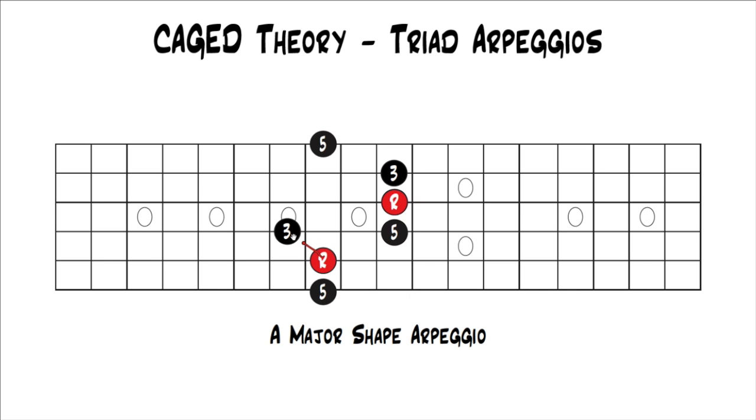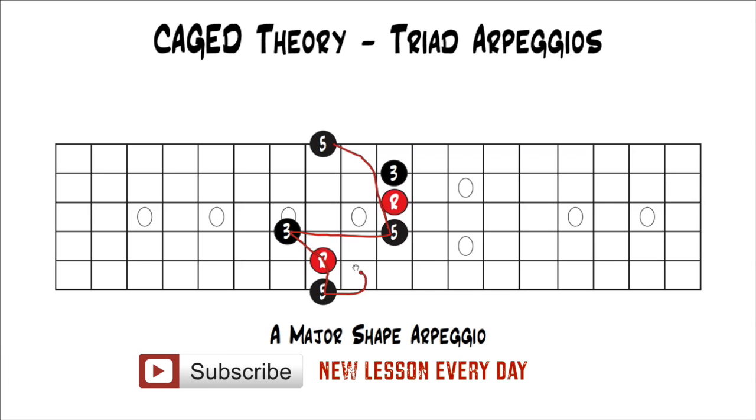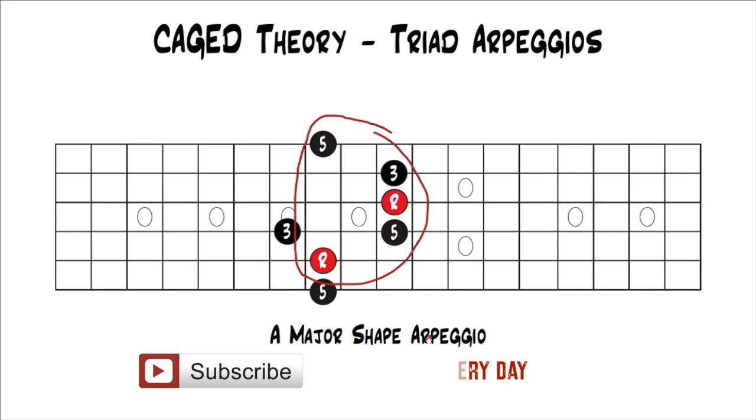Now we would go root 3 5, root 3 5, and then back down in order all the way down to 5, and then back up to root. So now you have an A major shape arpeggio. You can visualize the A major CAGED chord within this arpeggio, and you're just adding these 2 extra notes to be able to play it in order and get from the 6th string all the way to the 1st string.